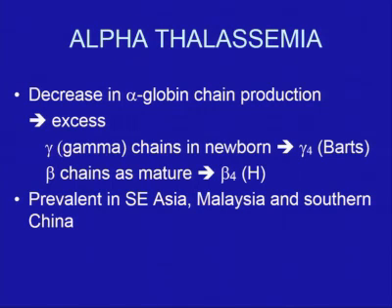As the child ages, the fetal hemoglobin stops getting produced, and you start making more betas. And so you may have excess beta tetramers, that's hemoglobin H. This is very prevalent in Southeast Asia, Malaysia, and southern China.